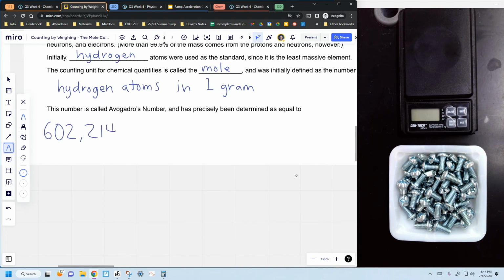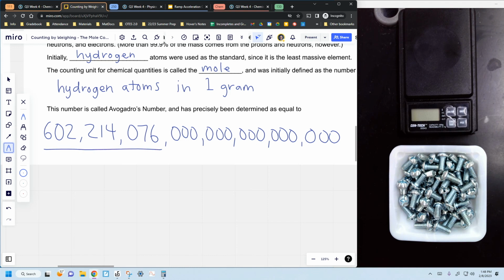This number is called Avogadro's number, and it's precisely been determined as equal to this long string of numbers. You can see that it's an incredibly large number. This version has 9 significant figures. We follow those 9 digits with 5 sets of 3 zeros.